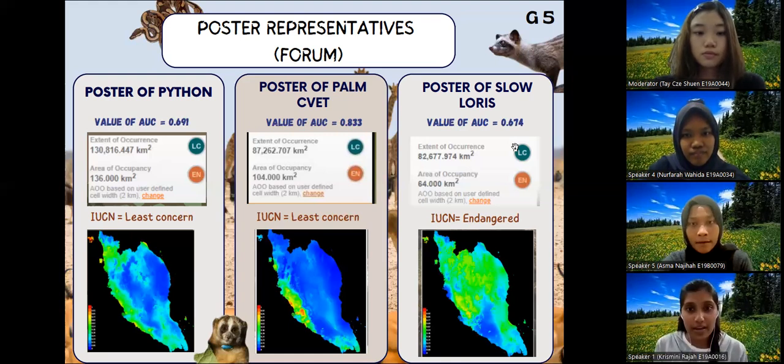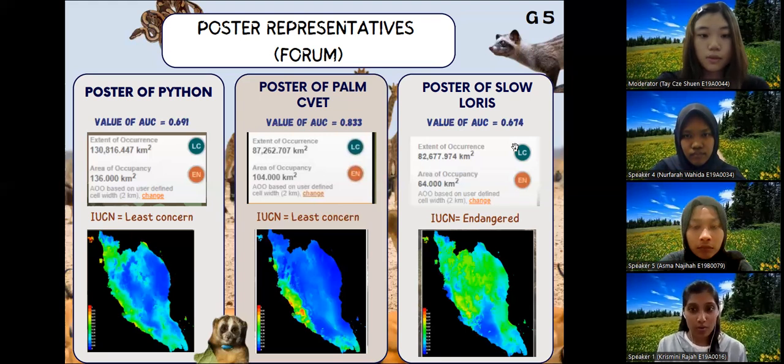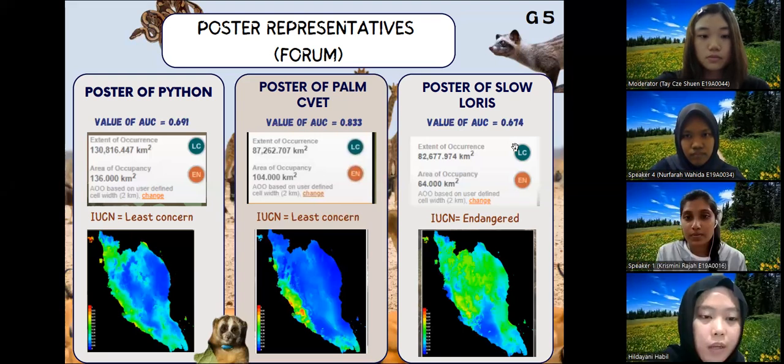Apart from that, the values of EOO and AOO also show different values for each and every species, as you can see from the posters presented. The poster of python shows the highest value for both EOO and AOO compared to the other two. Regarding EOO and AOO, why are the areas of EOO and AOO of slow loris low among these three maps?